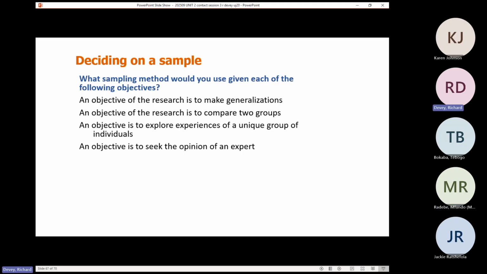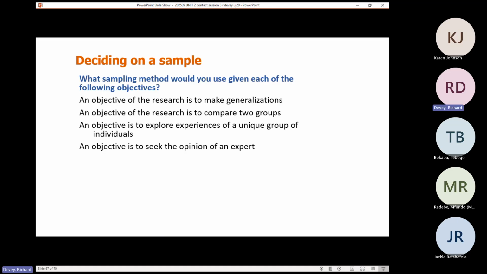Yes, absolutely. So we have a non-probability and a probability method for comparing groups, and if you wanted more than two groups, you could also use those methods. So if you're doing an experimental design where you have 4 groups that you want to compare, you could use stratified random or quota sampling, because both of those methodologies focus on making sure that you have representation from different groups in your sample.